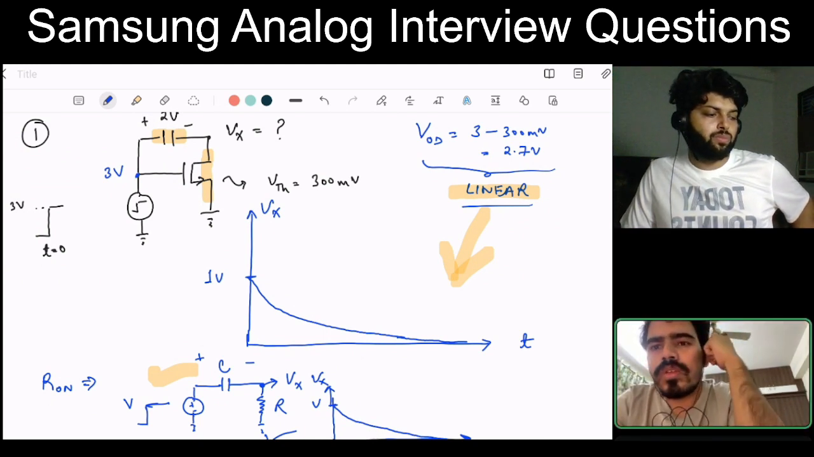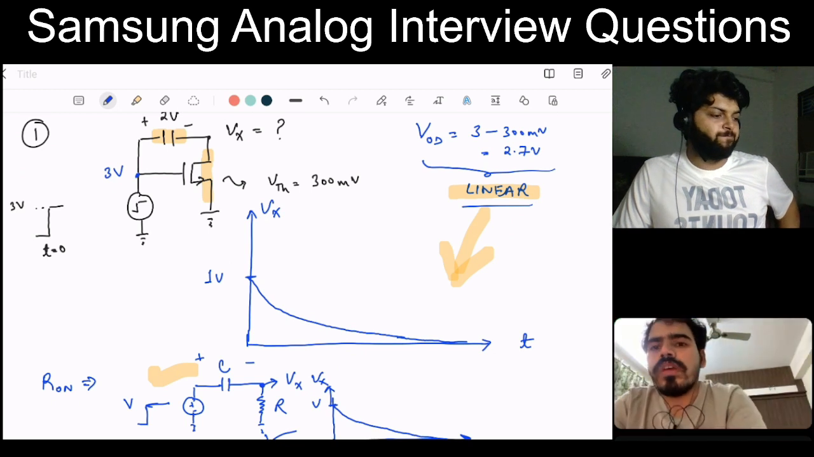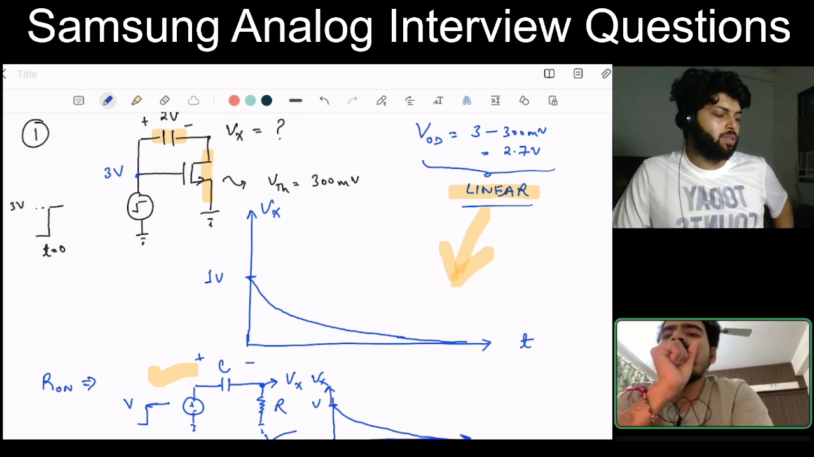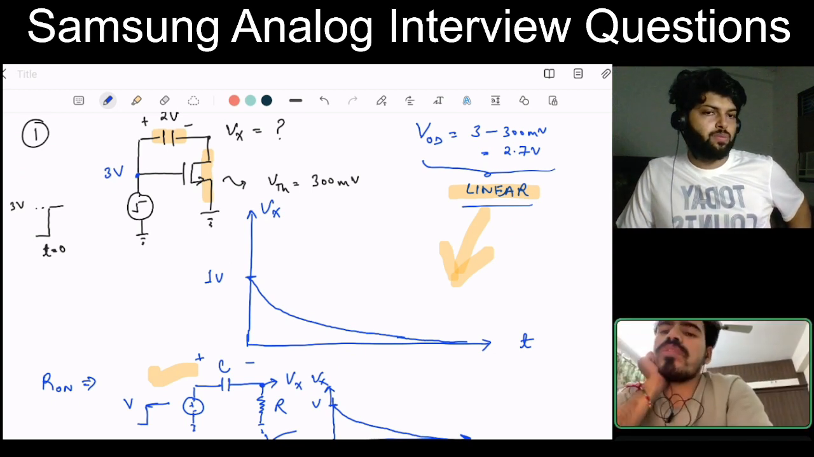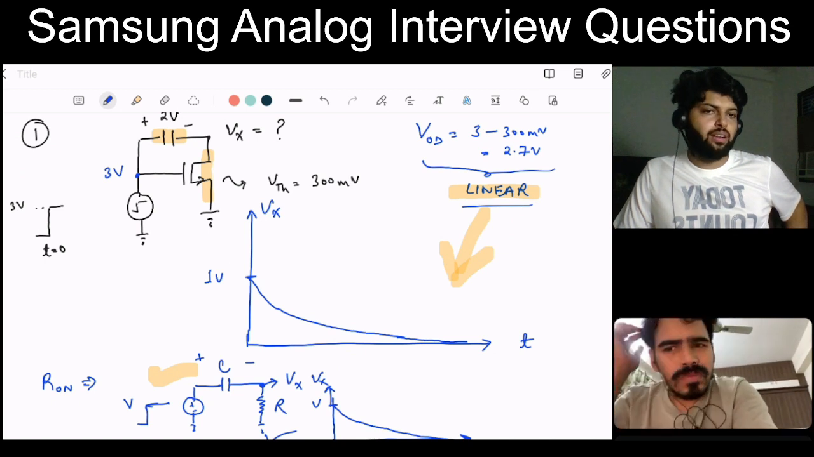But if R on is zero, that means Vx will be zero. No, no, we can't think like that.